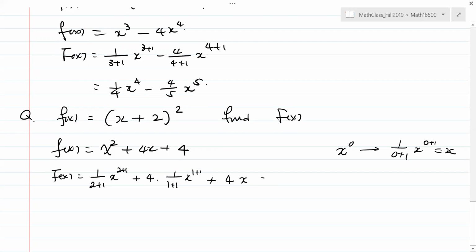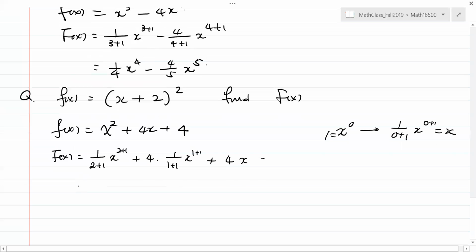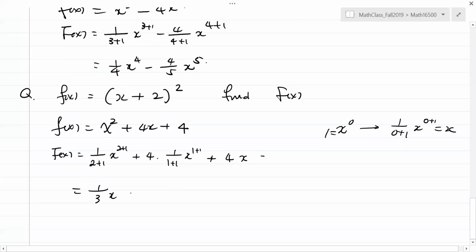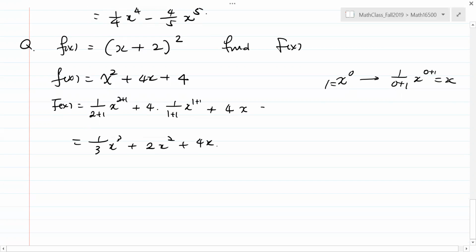So when you differentiate x, you get a 1. So the antiderivative of 1 is x. But you can also apply that formula to get this, because the power is 0. Right. So then you simplify it. This is the antiderivative function.